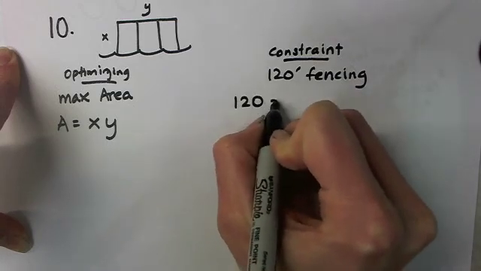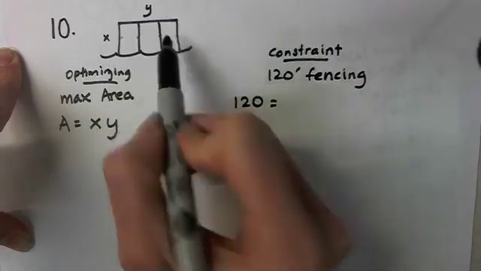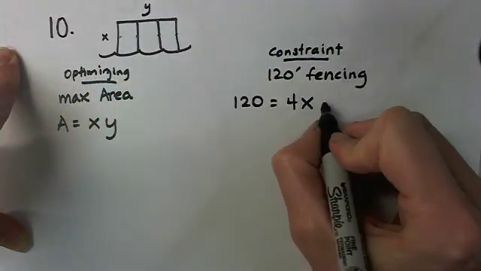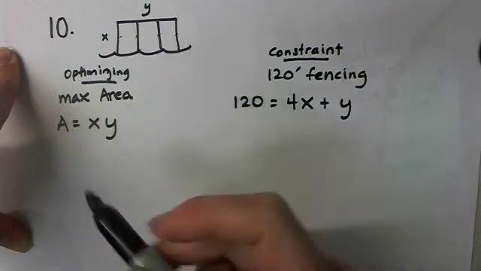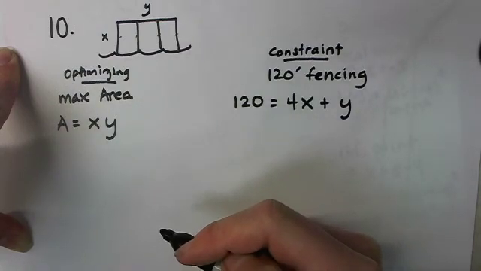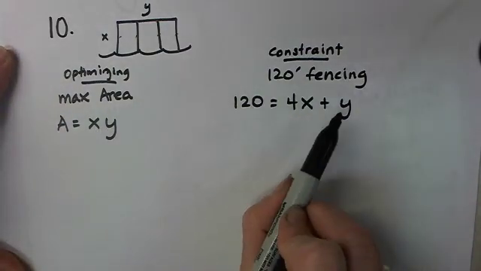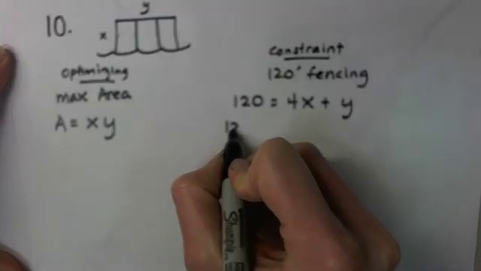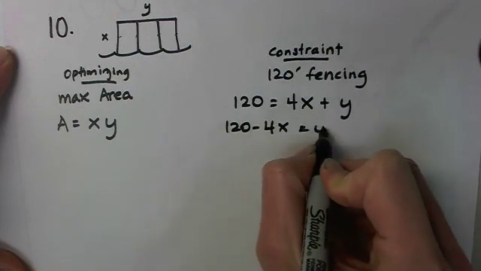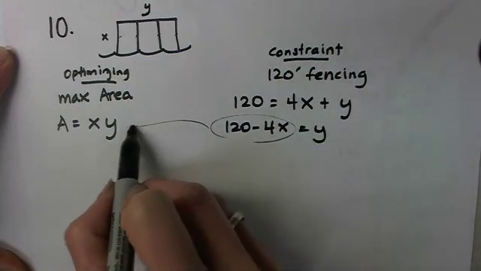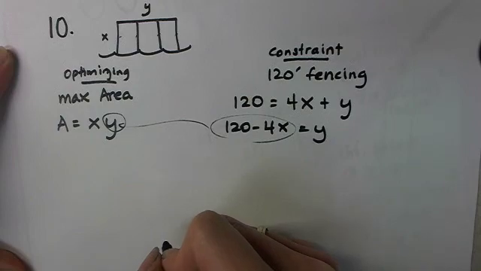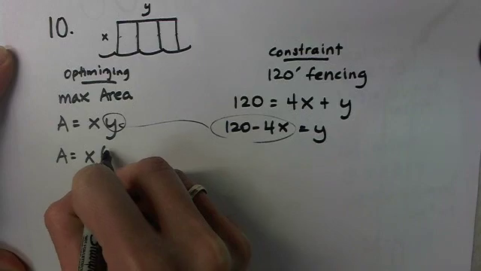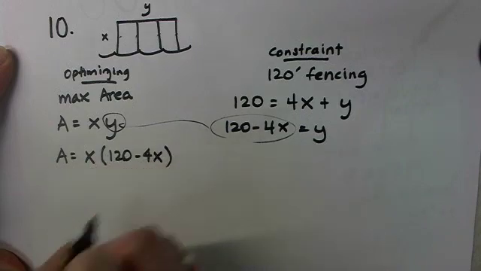All right, well, how much fencing are we using? We're using 1, 2, 3, 4 pieces of fence with length x, and then only 1 piece of fence of length y because we're not building a fence along the river. Okay, so once you've got what you're optimizing and your constraint, solve your constraint for one of the variables. Now the easiest variable here to solve for is y, so I'm just going to subtract 4x over to the other side, and then this gets substituted into the y in the function that we're optimizing. So we are going to be optimizing area, which is x times 120 minus 4x.